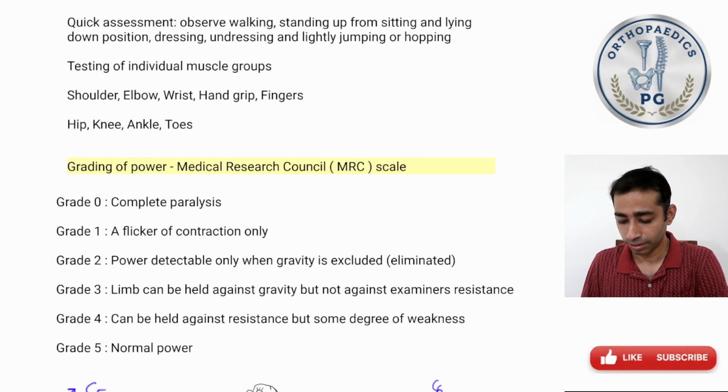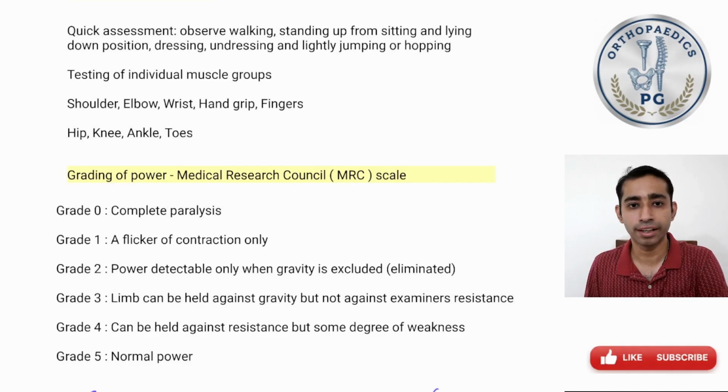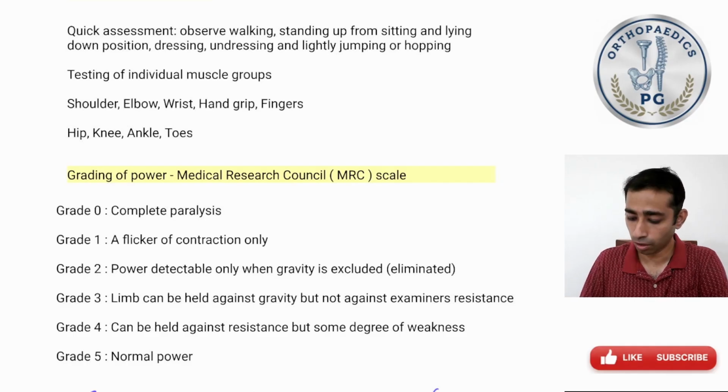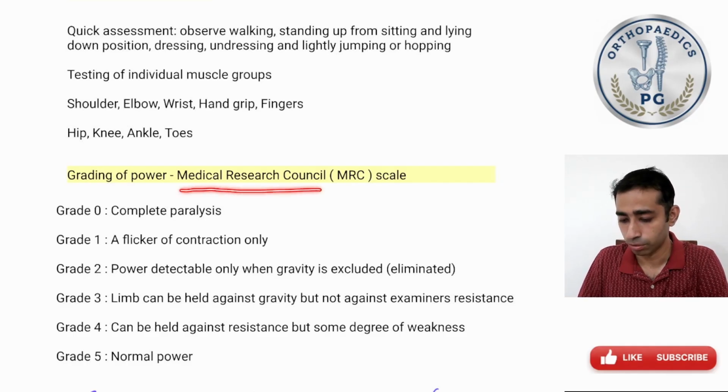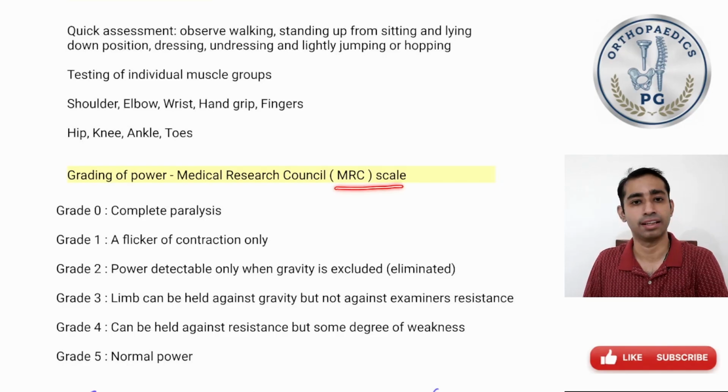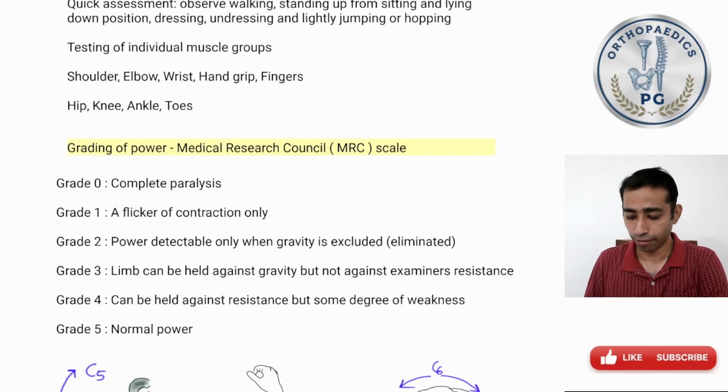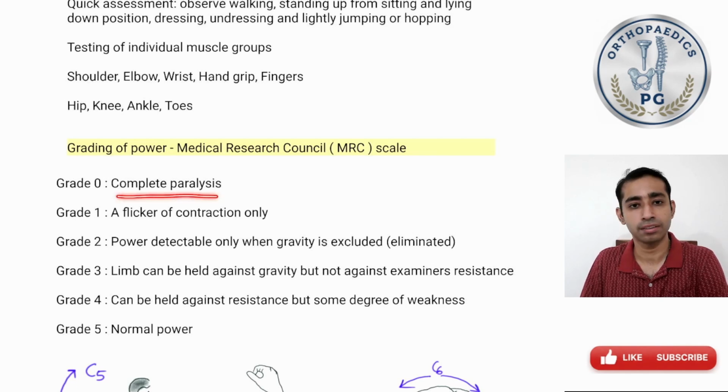Following the testing of the muscles, we have to know the grading of the power of muscles. It is done according to the Medical Research Council or MRC scale. This we are anyway aware of, so let us quickly revise. 0 is complete paralysis. 1 is a flicker of contraction.